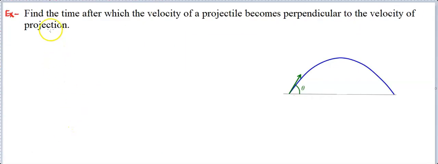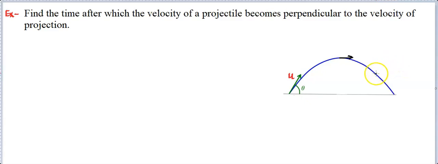This is the next example. Let's read it. Find the time after which the velocity of a projectile becomes perpendicular to the velocity of projection. Velocity of projection means initial velocity. So let's say this is the initial velocity, that means velocity of projection, and we need to find the time after which the velocity becomes perpendicular to this. So you'll know at this topmost point the velocity becomes like this, so that's not going to be perpendicular. For it to be perpendicular, it has to be somewhere there.